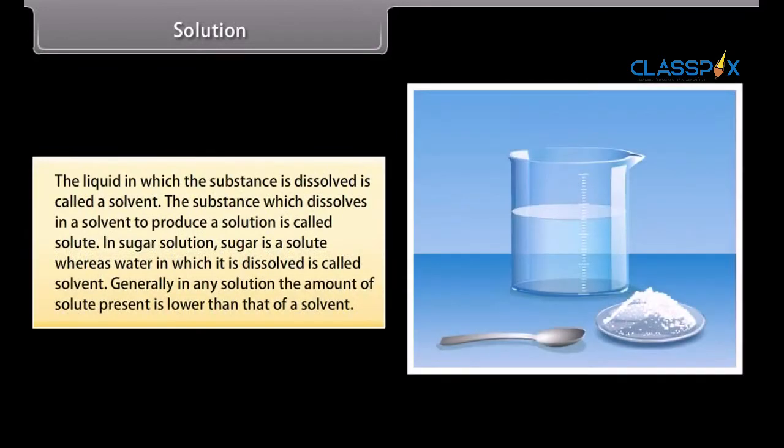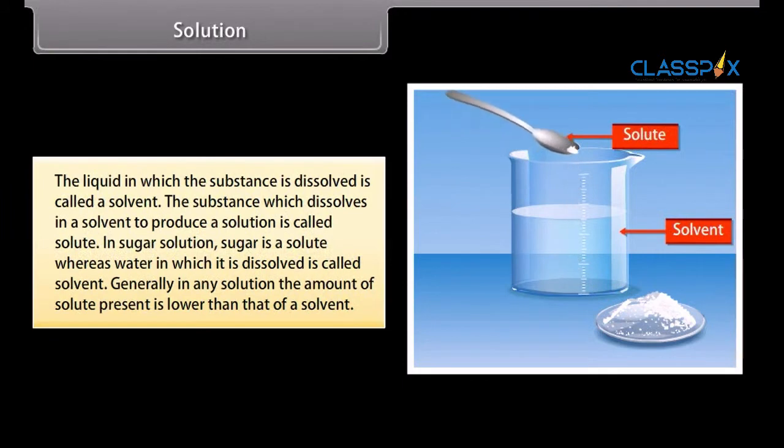The liquid in which the substance is dissolved is called a solvent. The substance which dissolves in a solvent to produce a solution is called a solute. In sugar solution, sugar is a solute, whereas water in which it is dissolved is called the solvent. Generally, in any solution, the amount of solute present is lower than that of a solvent.